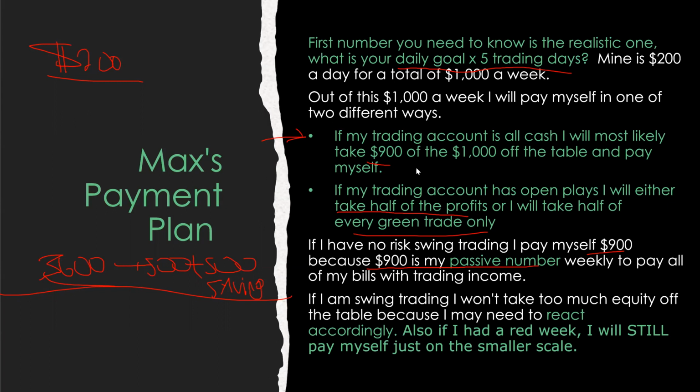If I'm swing trading, I won't take too much equity off the table because you may need to react accordingly to the market. With a significant average down, you may see extreme buying opportunities. And it doesn't matter if you have a red week or a green week, you still need to pay yourself. On a red week, just pay yourself on a smaller scale using the second method.